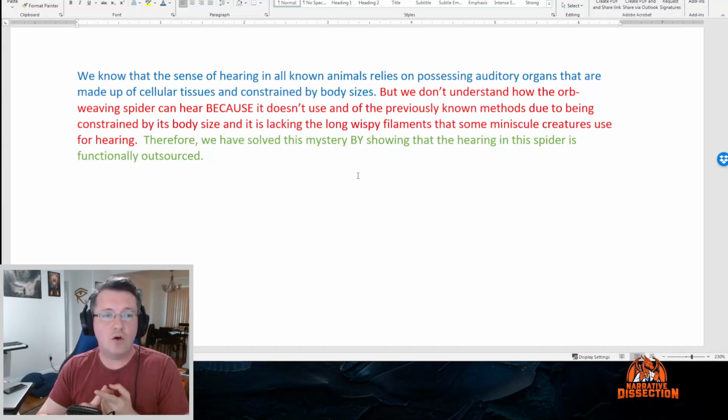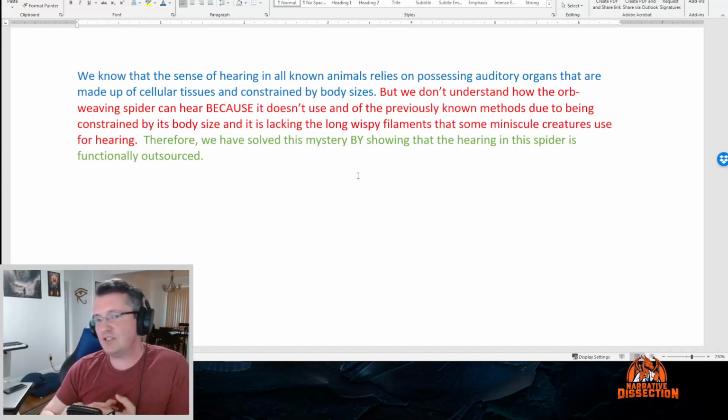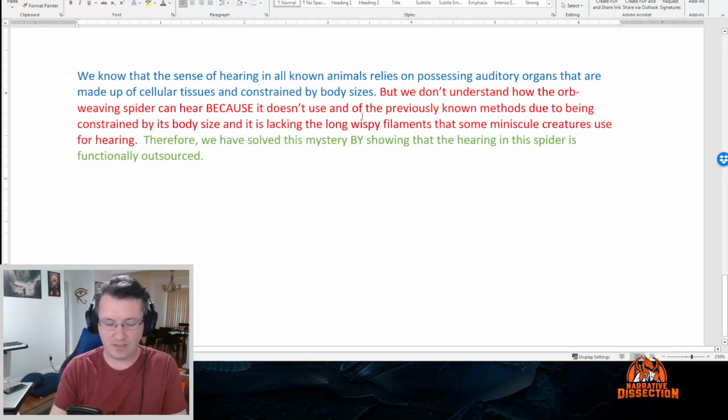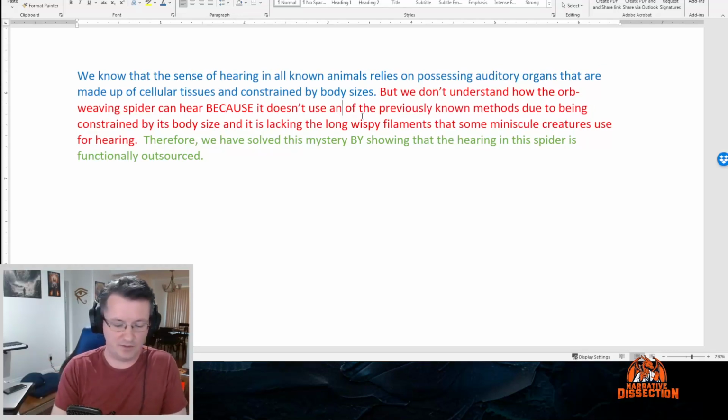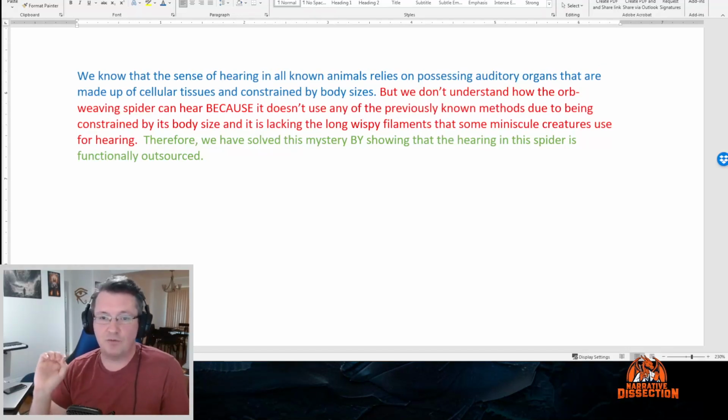we don't know how the orb weaving spider can hear. This is what I feel was implied by the ABT, by what they had for the earth and what they had for the because. It doesn't use any of the previously known methods due to being constrained by its body size, and it is lacking the long, wispy filaments that some minuscule creatures use for hearing.